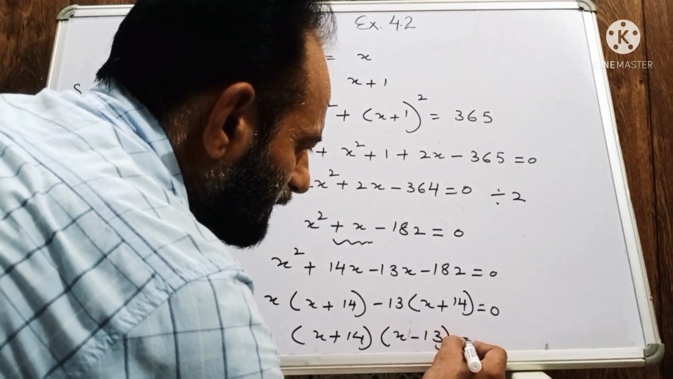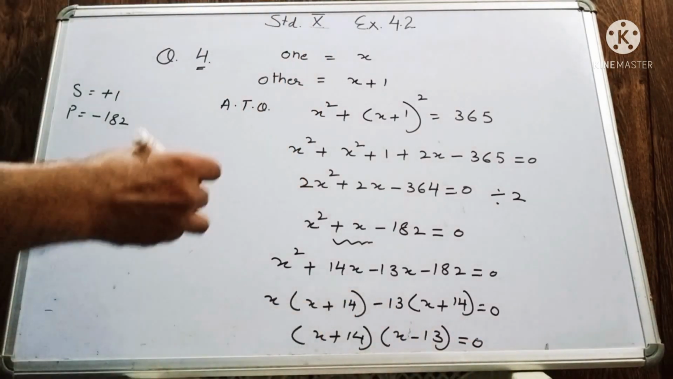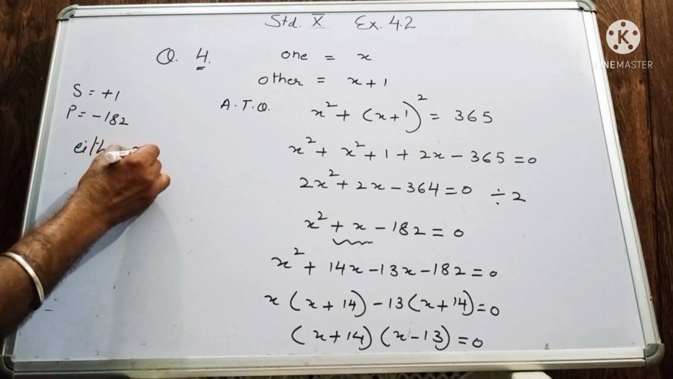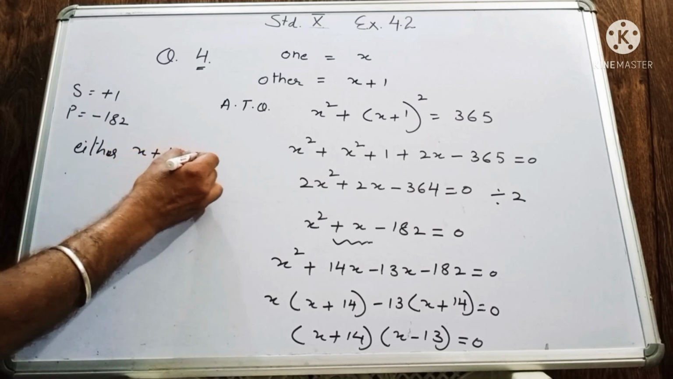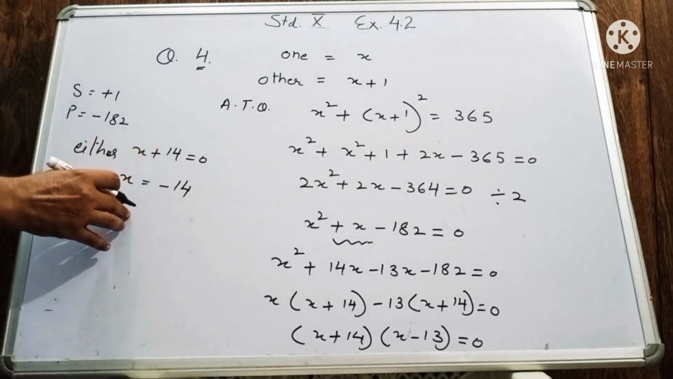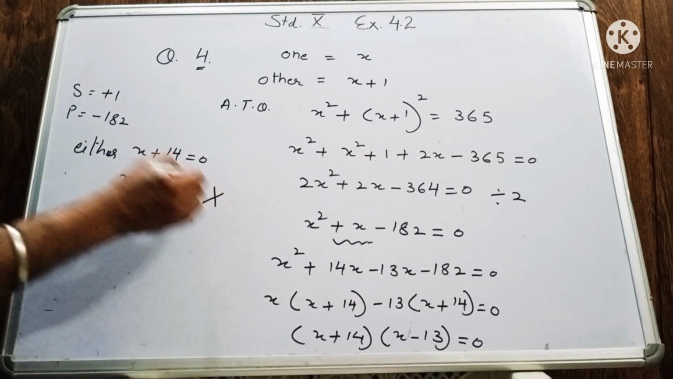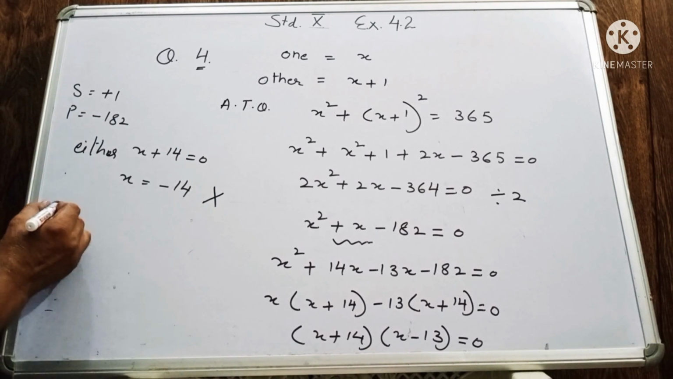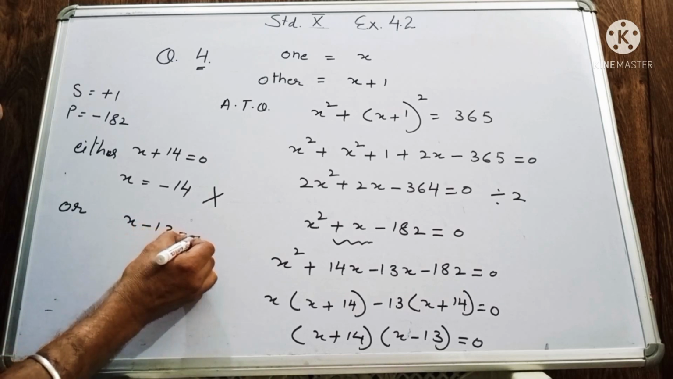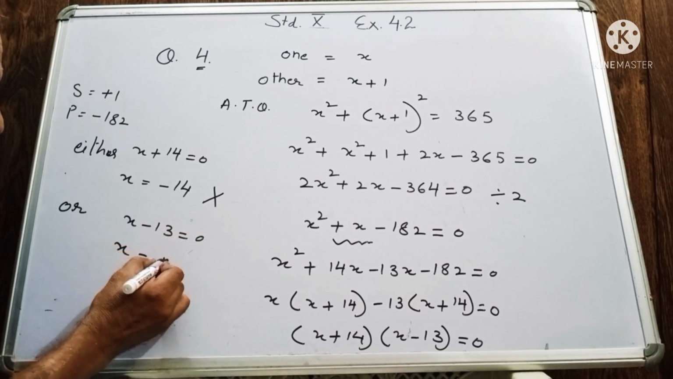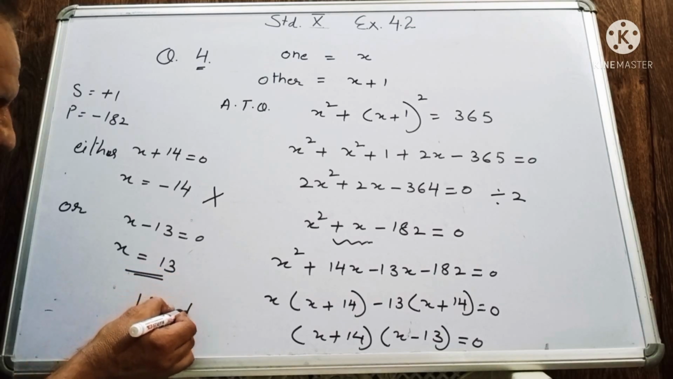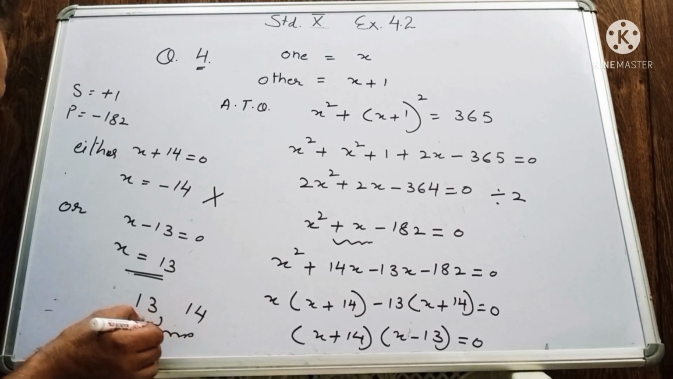Now the product is 0. So one of them must be 0. Either x plus 14 is equal to 0, x we will get minus 14. It is rejected because the numbers are given as positive integers. Or x minus 13 is equal to 0, x we will get 13. So one of the numbers is 13. The other is x plus 1, 13 plus 1, 14. These are the two numbers.